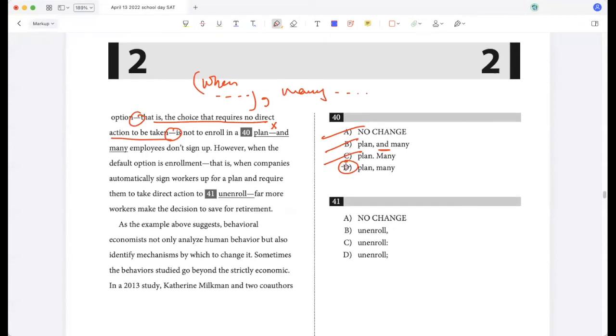However, when the default option is enrollment, that is when companies automatically sign workers up for a plan and require them to take direct action to unenroll, far more workers make the decision to save for retirement.